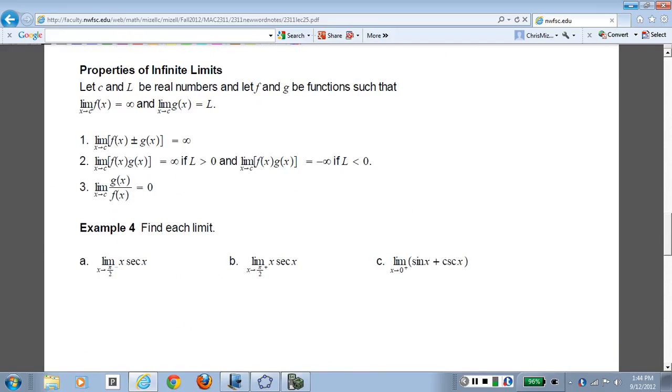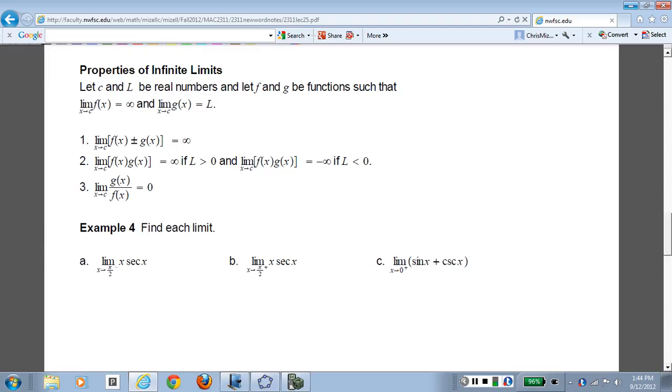Properties of infinite limits. Let's say these properties make sense. Suppose that c and L are real numbers and f and g are functions such that the limit of f of x as x approaches c equals infinity, and the limit of g of x as x approaches c equals L. So L might be 0 unless it's specified that it's positive or strictly negative. But L is not infinity.